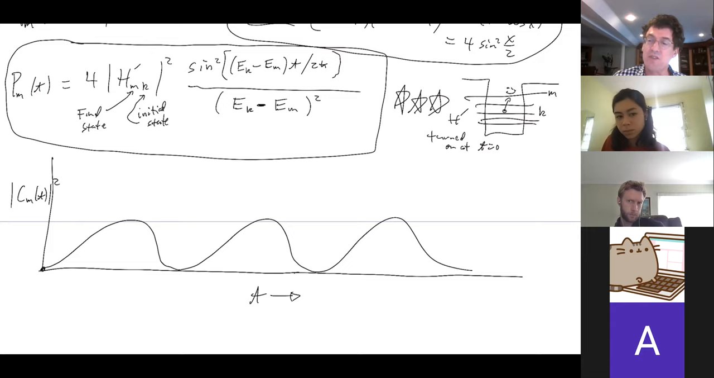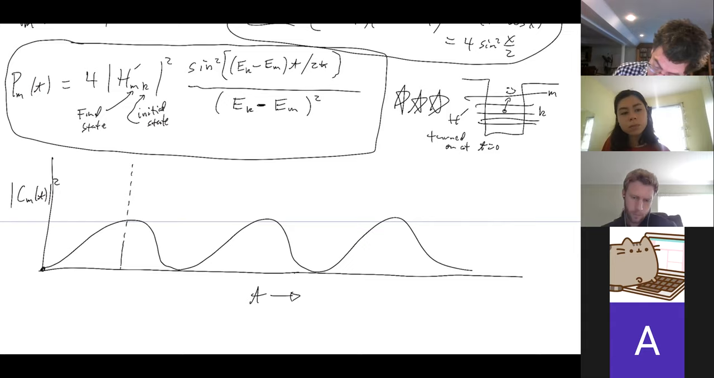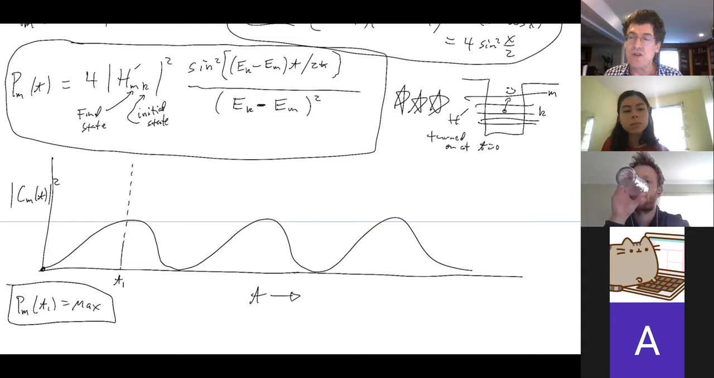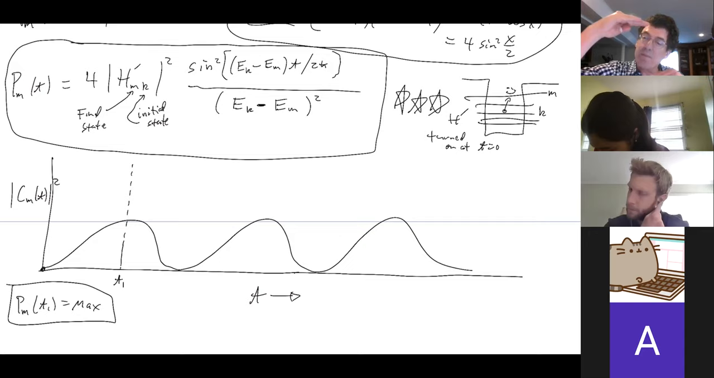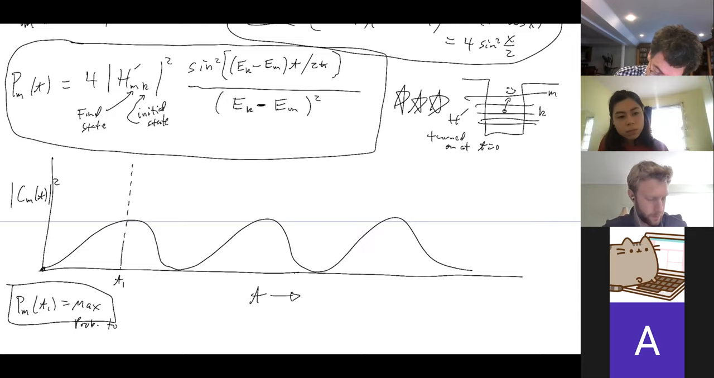It oscillates. That's actually really interesting to notice. And so that means that at this time, I'll call this T1, the probability to be in the state m at time T1 is a max. That's the maximum probability. So at that time, you have the highest probability of being in the mth state, phi sub m.